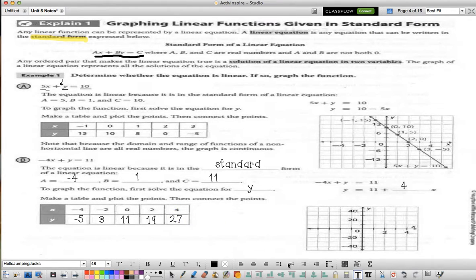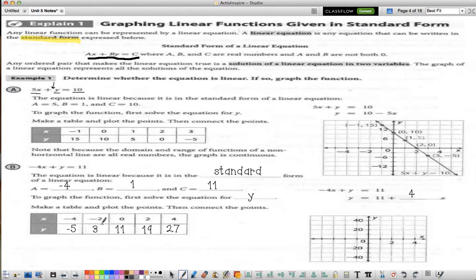So now I can actually plot my points and say, okay, when I have -4, so -4, 1, 2, 3, 4, y is equal to -5. So -5 is about right here. And when I have -2, it's equal to +3. And when it's 0, it's equal to 11. And 2 gives us 19. And 4 gives us 27.